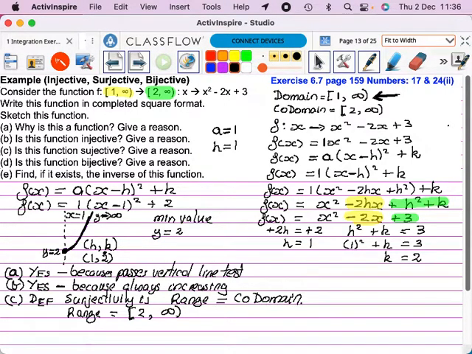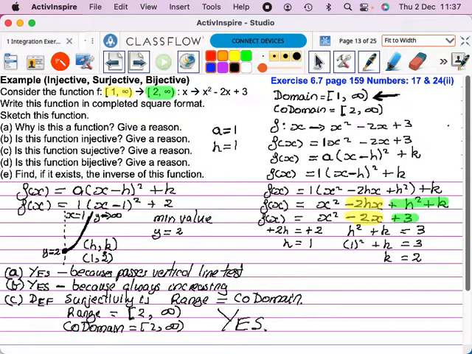Now let's go back to the problem. What did they say the codomain was, which is the reason why it's always worth writing it down? They told you in the problem that the codomain was equal to 2 to infinity. So, what can we now say about surjectivity? The answer is yes.